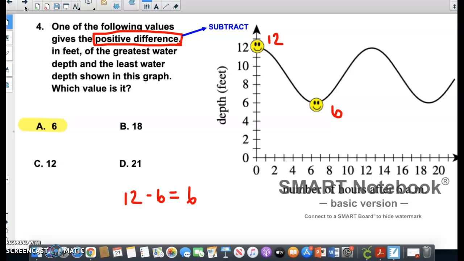All right, number 4, where you're analyzing a graph, it says which of the following values gives the positive difference. So there we know we're going to have to subtract the bigger number. We're going to do the bigger number minus the smaller number. In feet, which tells us we're looking at the y-axis, of the greatest water depth and the least water depth shown in this graph. Which value is it? So here we have our graph. The biggest y value, so the greatest water depth shown in the graph, is 12. And the smallest water depth that's a part of our graph is 6. So to find the positive difference, we do bigger number minus smaller number. So 12 minus 6 to get 6.